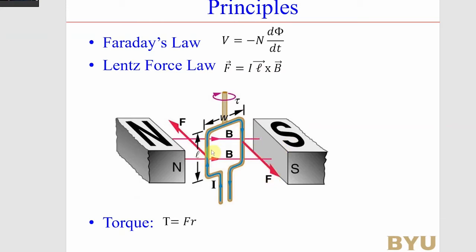Since there are two forces on this, we do that in terms of a torque. So a torque is basically equal to the force times the radius away from the rotation axis. So these are the basic principles.